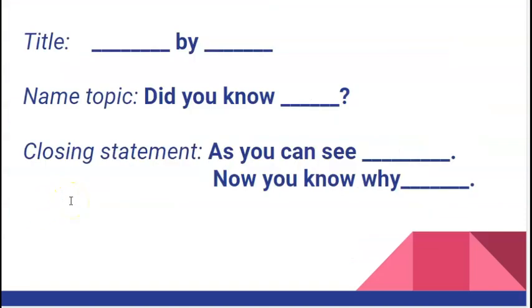So I have here your sentence stems. When you're adding your title, it should be, blank, by, blank. When you have your topic sentence, I included that sentence stem. It should be something like, did you know? And when you have your closing statement, there's a couple different ones you can choose from. You can say, as you can see, or now you know why. Make sure you include that closing statement to wrap up your writing so your reader knows that you're done.